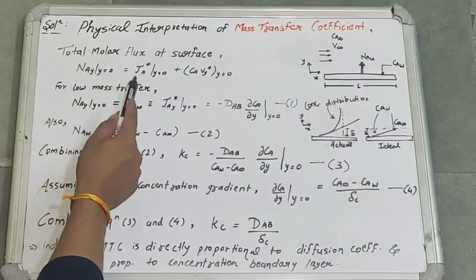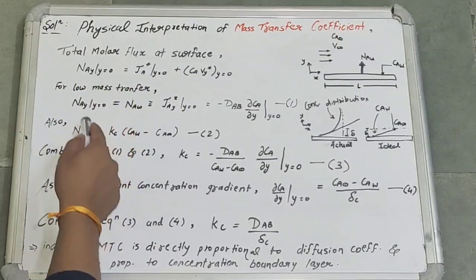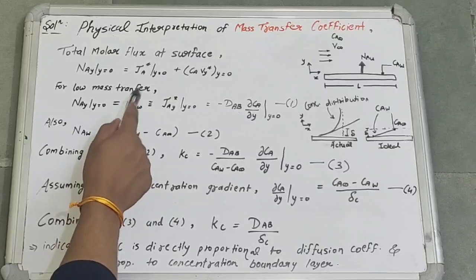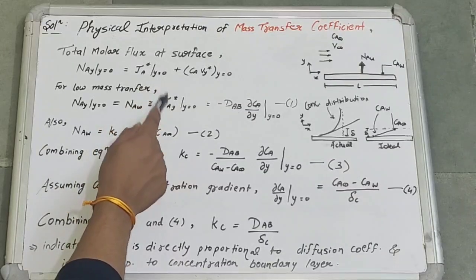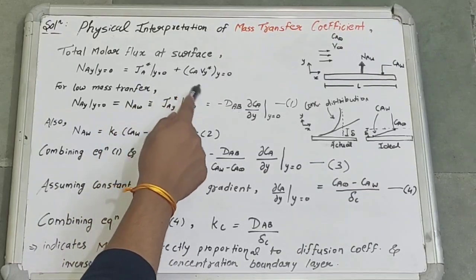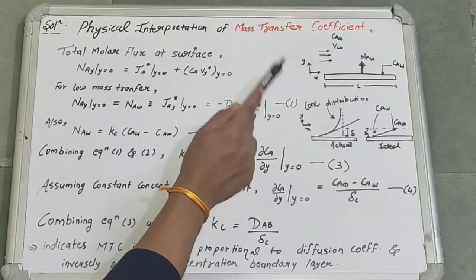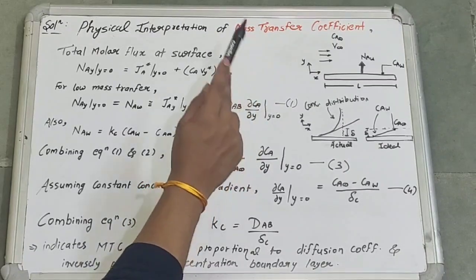For low mass transfer, this case can be written as NAy at y equal to 0 is equal to NAw, which is equal to J*Ay at y equal to 0, equals minus DAB ∂CA by ∂y at y equal to 0. This is nothing but our equation 1.